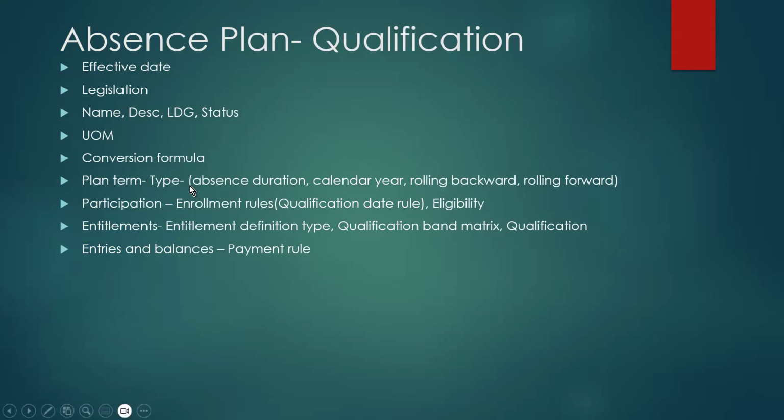And the plan term. Here the plan term is quite important. We have had a separate session for the plan term itself. We have four plan terms in this qualification: absence duration, calendar year, roll forward, and roll backward. Then in the participation tab, you get all the enrollment details and eligibility. In the entitlements tab, you provide the qualification details, the bands, what we want to configure. And in the last tab, entries and balances, we will be configuring the rate and the payment rate. So let's get into the system.